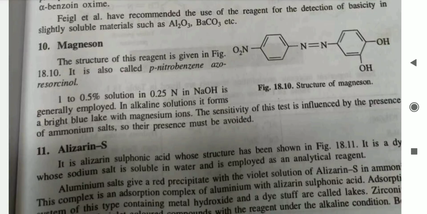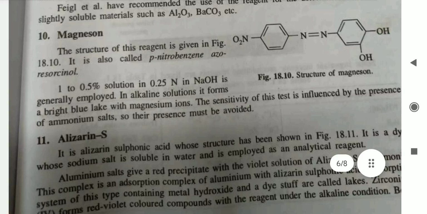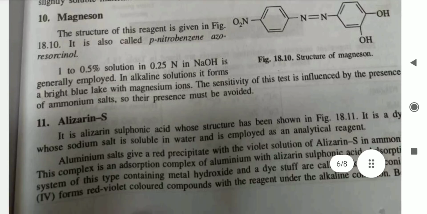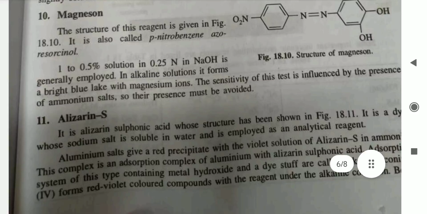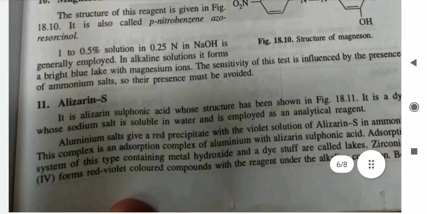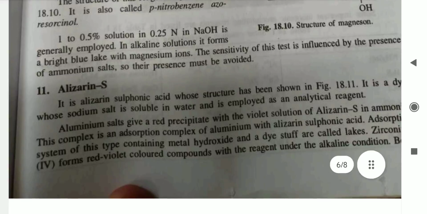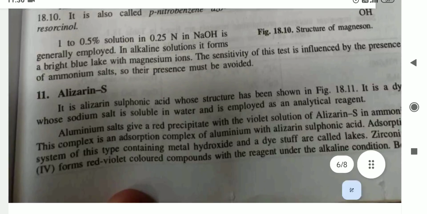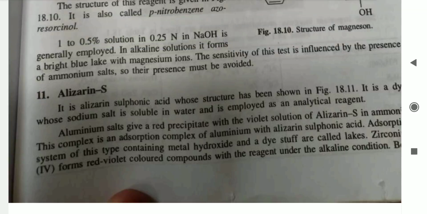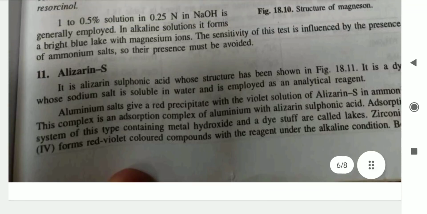10. Magnesion. The structure of this reagent is given in figure 18.10. It is also called para-nitrobenzene azoresorcinol. A 0.1 to 0.5% solution in 0.25 normal NaOH is generally employed. In alkaline solutions, it forms a bright yellow lake with magnesium ions. The sensitivity of this test is influenced by the presence of ammonium salts, so their presence must be avoided.